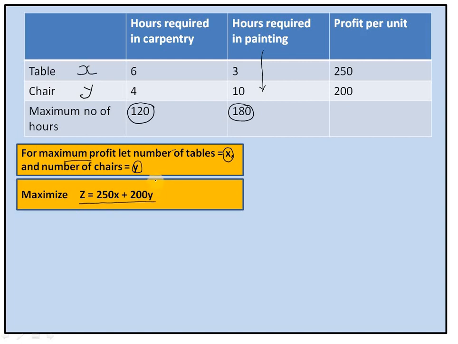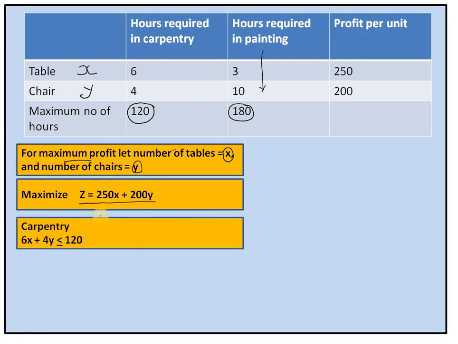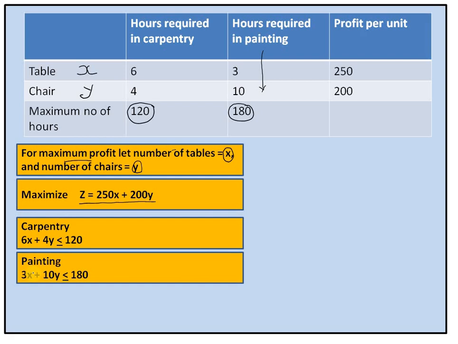Understood? Now we have constraints for making X tables and Y chairs. How much time we have to spend in carpentry? 6 into X plus 4 into Y, and that should be less than or equal to 120. This is our constraint. Similarly, for making X tables and Y chairs, how much time will go in painting? 3X plus 10Y, 3 into X plus 10Y. That should be less than or equal to 180. Understood children?